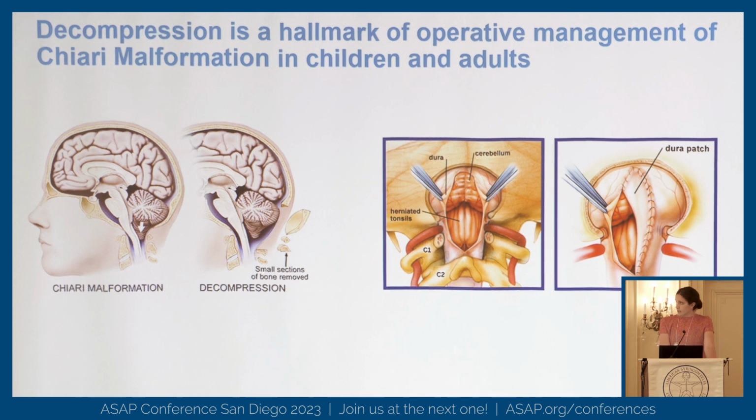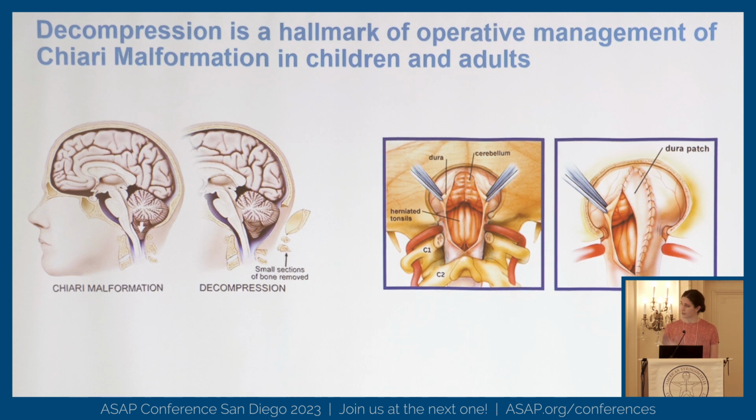So I'm going to transition a little bit into talking about how we manage these patients. A Chiari decompression is a Chiari decompression. It's actually quite similar in adults and children. So I know there's been many talks today about how this is managed, so I won't go through it too much, but when we do a Chiari decompression or a suboccipital decompression, we remove the bone from the bottom of the skull. We also remove the back of C1.